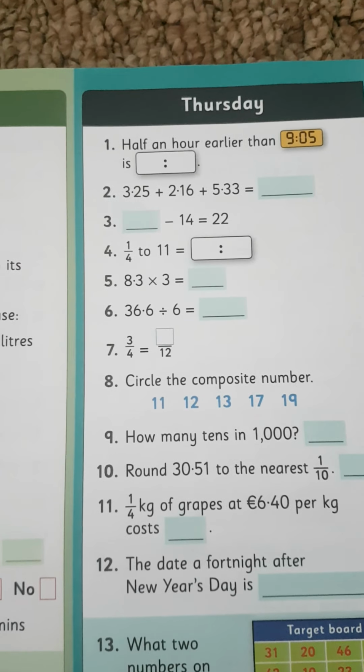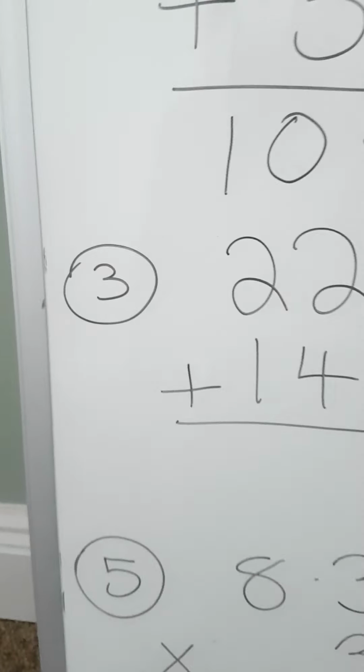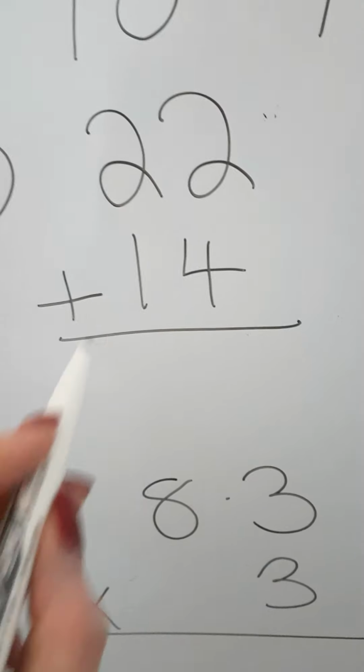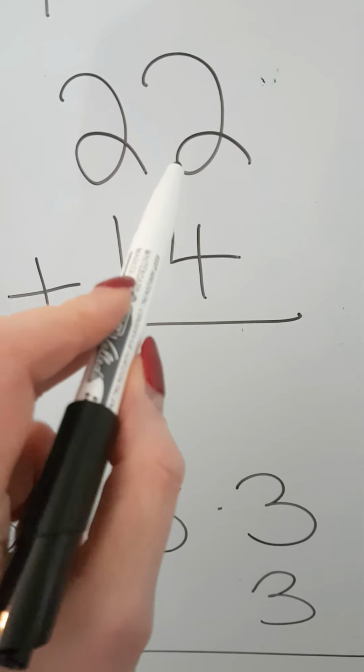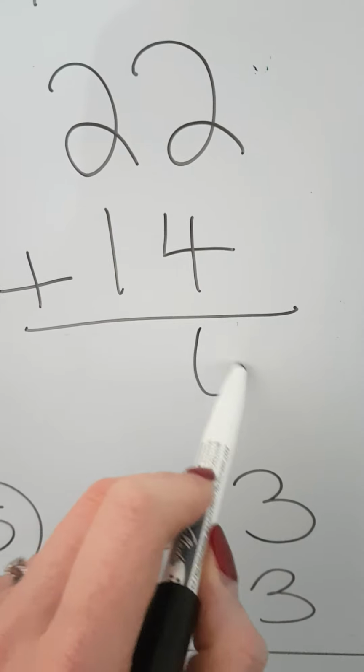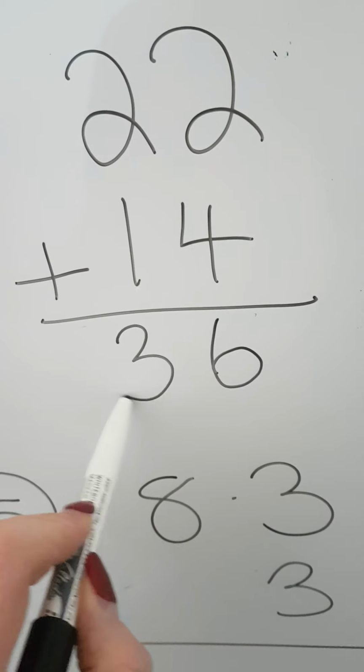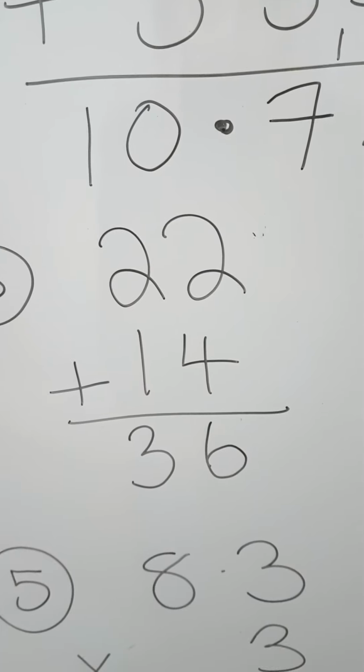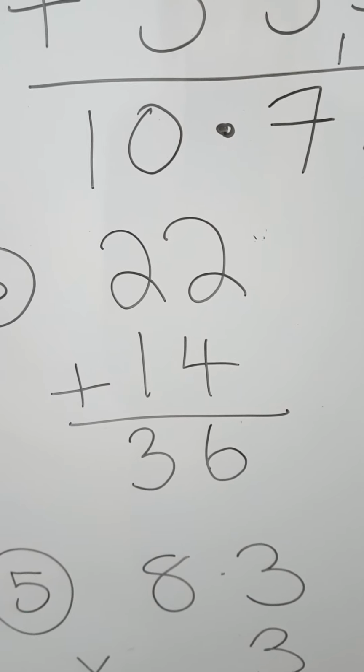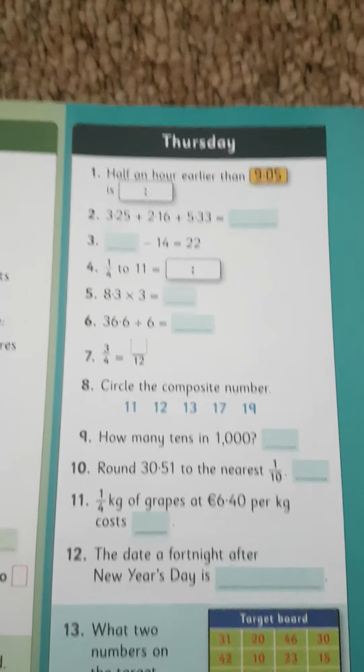Question 3 then is something minus 14 is 22. So what I would do to work that out would be just add your 14 to your 22 and see what the original number would have been. So 2 and 4 is 6, and 2 and 1 is 3, so 36. So 36 minus 14 then would be 22.